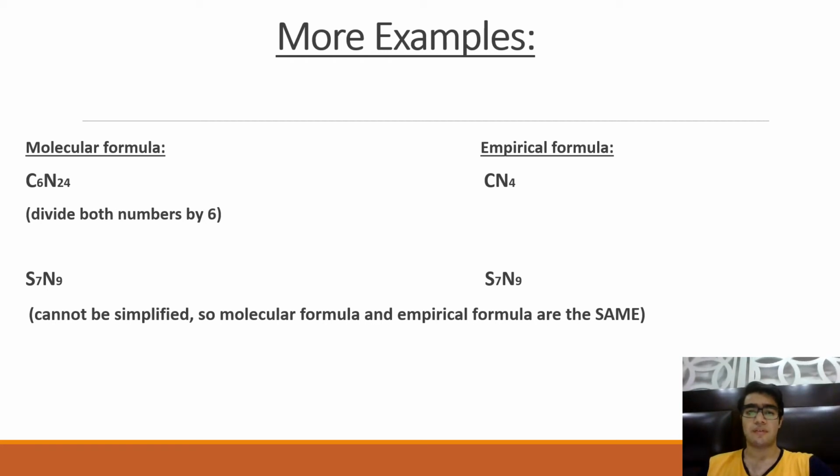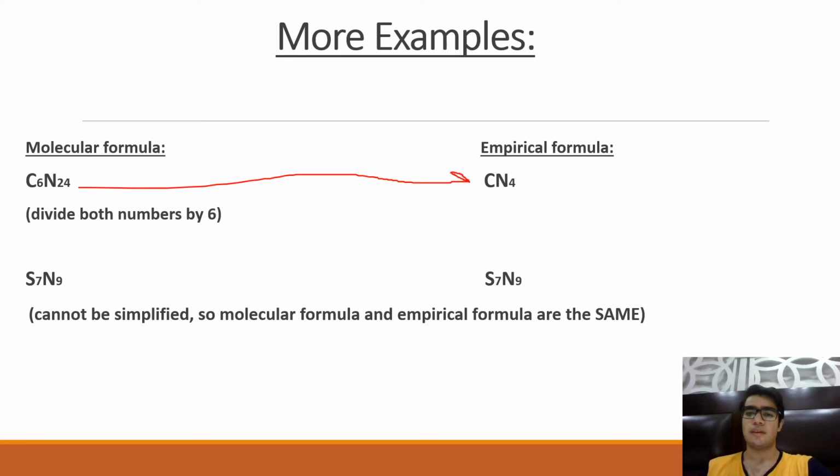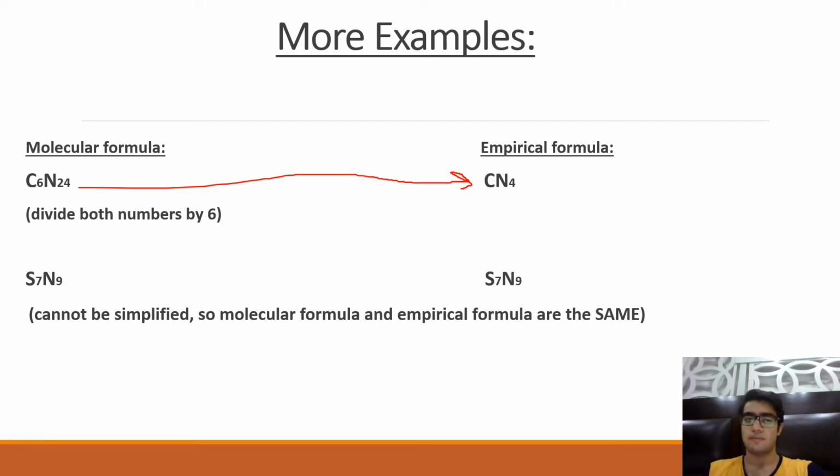The molecular formula is C6N24. The highest number that you can divide both 6 and 24 by is 6. So you divide 6 by 6, which is 1, and you divide 24 by 6, which is 4. So the empirical formula becomes CN4, because when there's 1 you don't write anything, you just leave it as C, and then 24 divided by 6 is 4, so we have CN4.